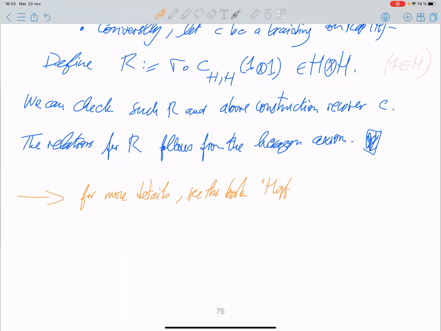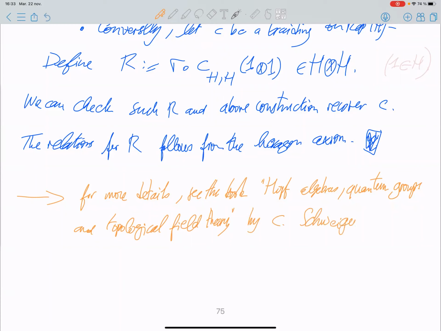Hopf Algebras, Quantum Groups and Topological Field Theory by C. Schweigert. I don't know how to pronounce that.